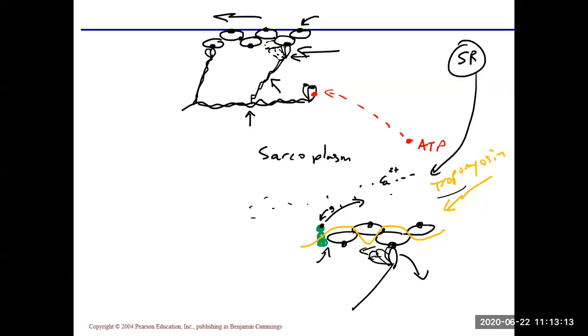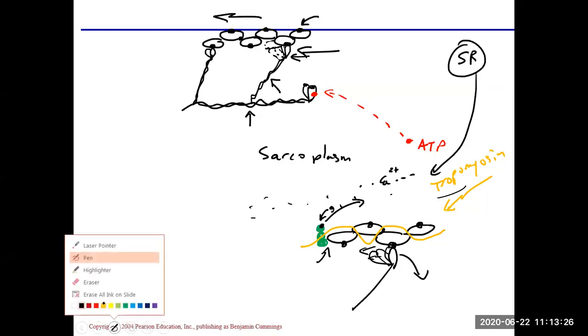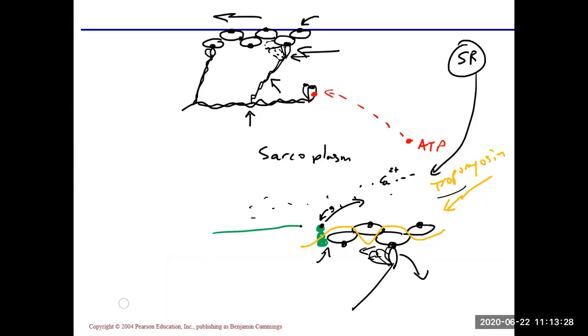All right. So now that you understand this activity, we're going to put it in a step-by-step and take a look at exactly what happens. By the way, this green-like structure is called troponin. So calcium can bind to troponin, and as a result of that, tropomyosin can move.